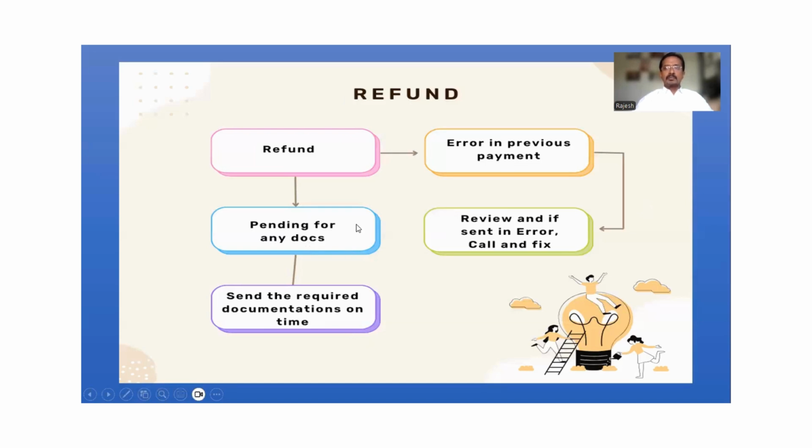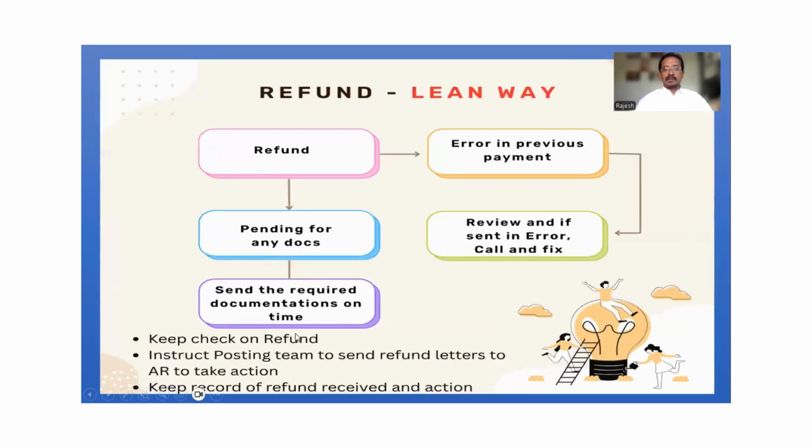And second thing, how we can improve this refund process. That is also important, right? See, what you need to do is keep track of the refund process. That is very important. Even though you are not owning it, the payment posting team is going to own the refund, but keep a check on the refund. Instruct the posting team to send refund letters to AR if anything is pending for documentation or review. So you create a team who will work on the refund, which is very, very important, so that you can avoid these kinds of refunds caused by not sending the required documentation. That can be totally avoided. So those are refund cases.